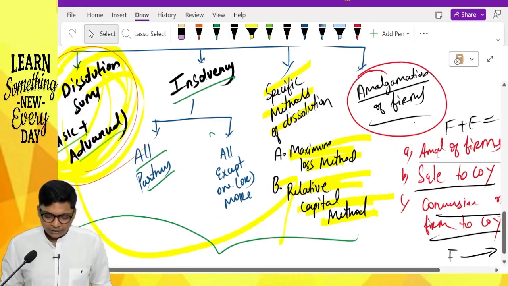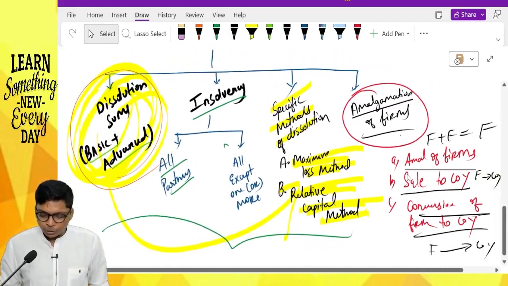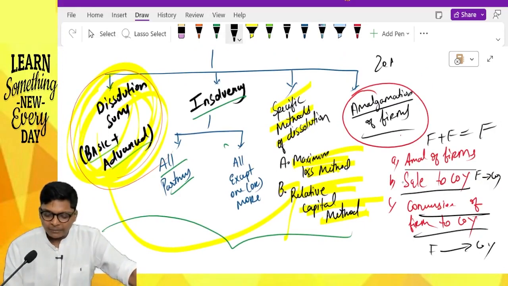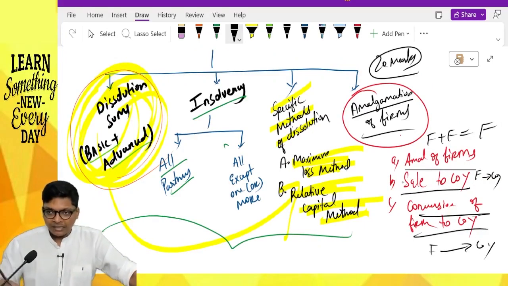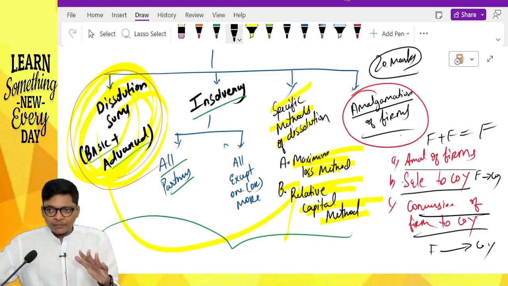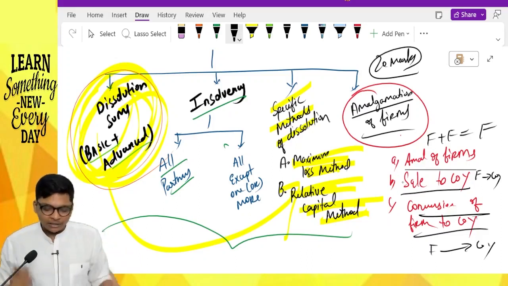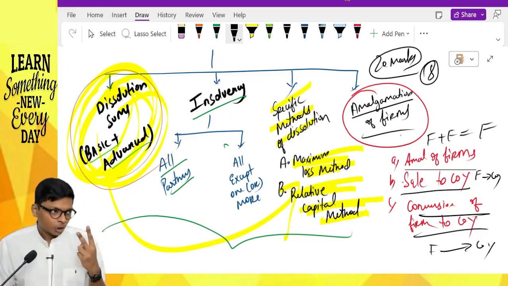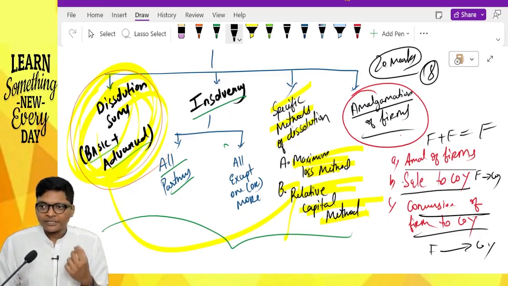So this is your type of sums you can expect in this chapter. One sum of 20 marks is mandatory guys. Understand? Every attempt is not going to be the same. They will keep changing, but the trend is 10 attempts now, 8 attempts like that. This is standard. Amalgamation one sum of 20 marks, partnership one sum of 20.